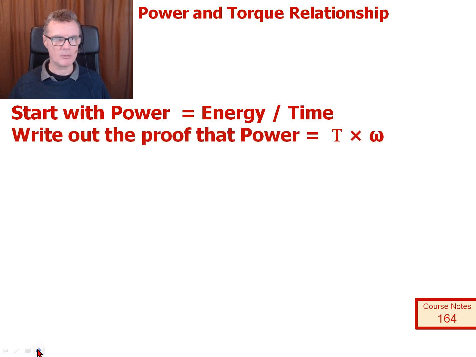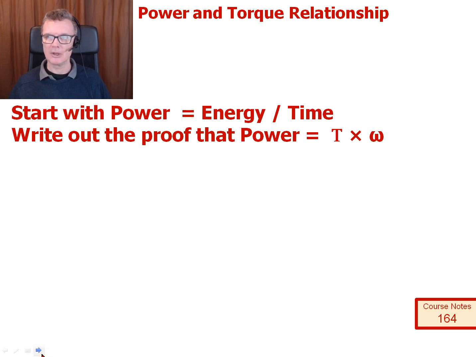Can you write out what the proof is for power equals torque times the angular velocity? I'd like you to pause the video and see if you can go from energy divided by time and work out how you can get from there to torque times angular velocity. And maybe you might need a bit more hints. So if you need more hints, let's see another line, then pause it and see if you can work it out from that position, okay?